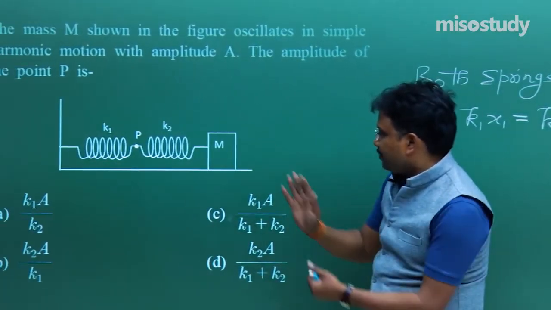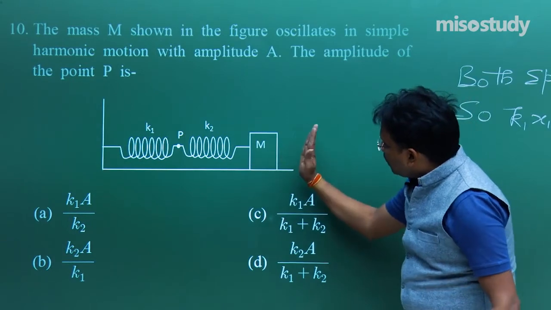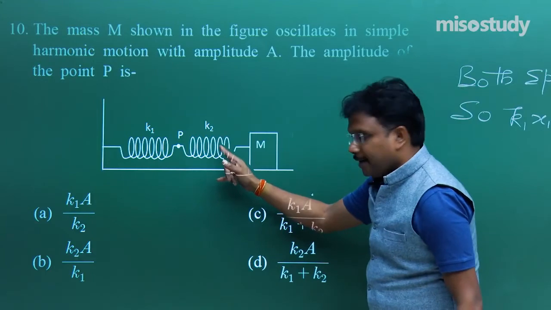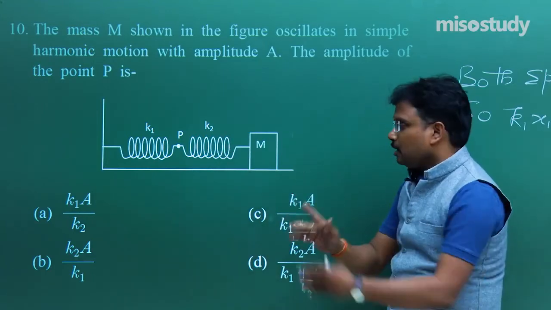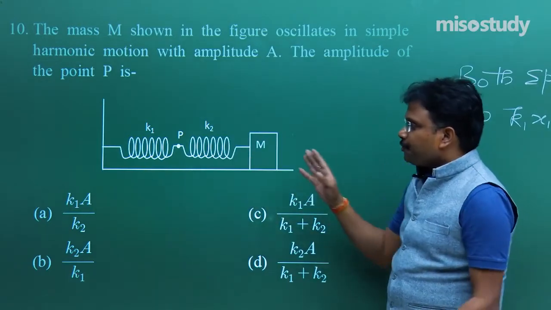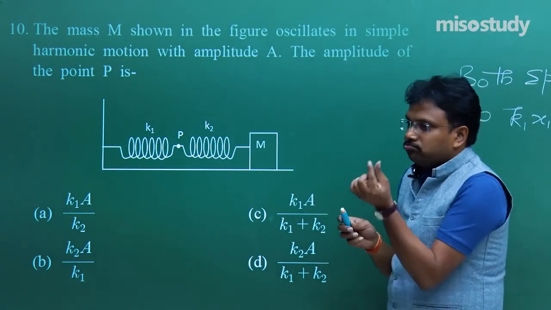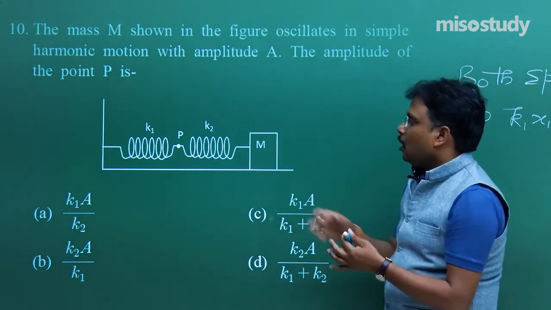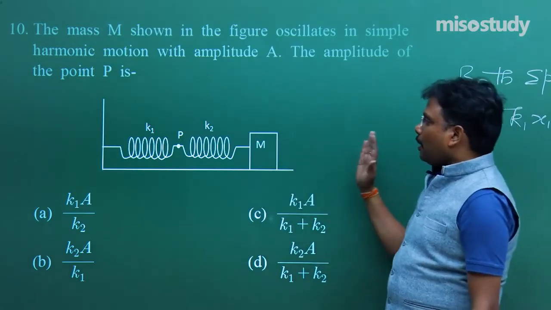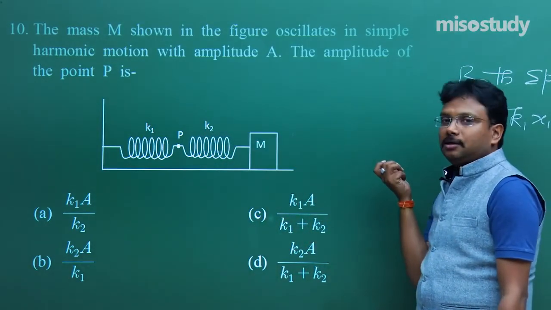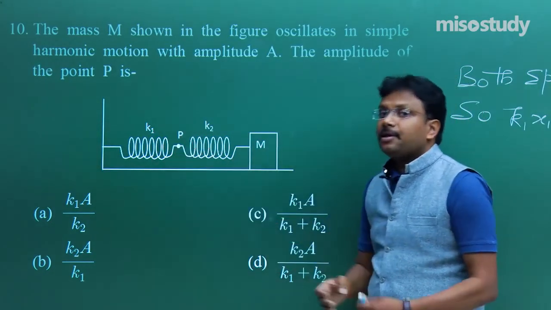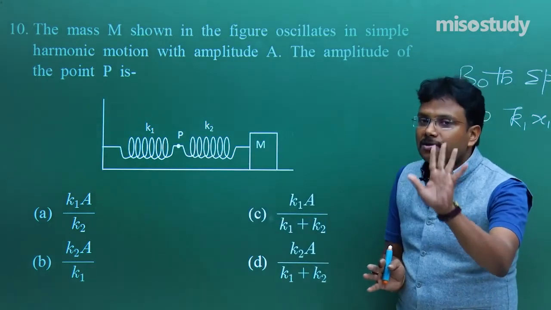Let's imagine I am pushing the mass inside. So the displacement, I mean the compression, in each spring is not going to be the same. If this spring is compressed by a distance of x, obviously the other is not going to be compressed by the same amount. So when we compress it or when we pull it, the extension or compression in both the springs is not the same.